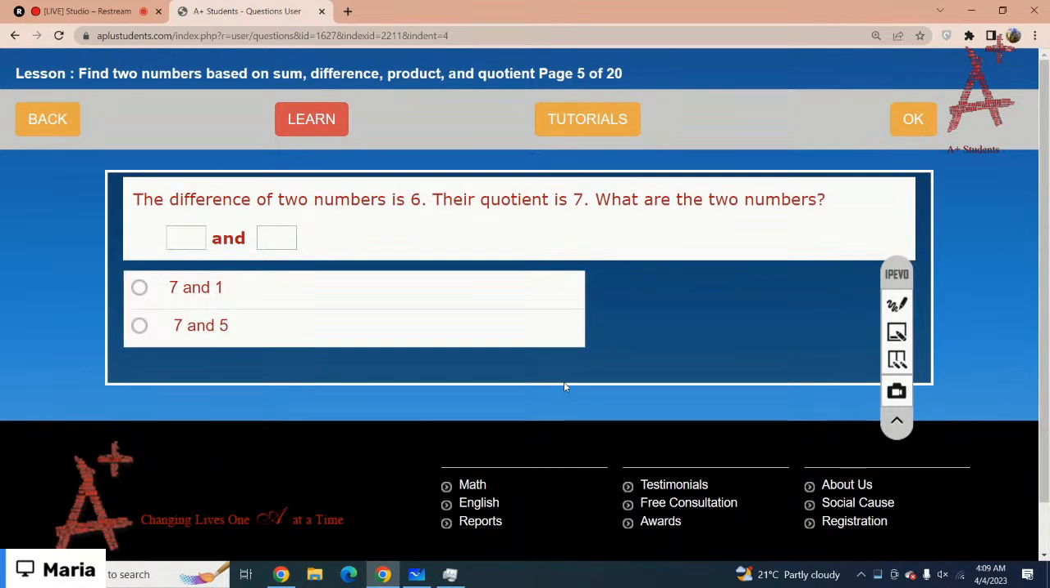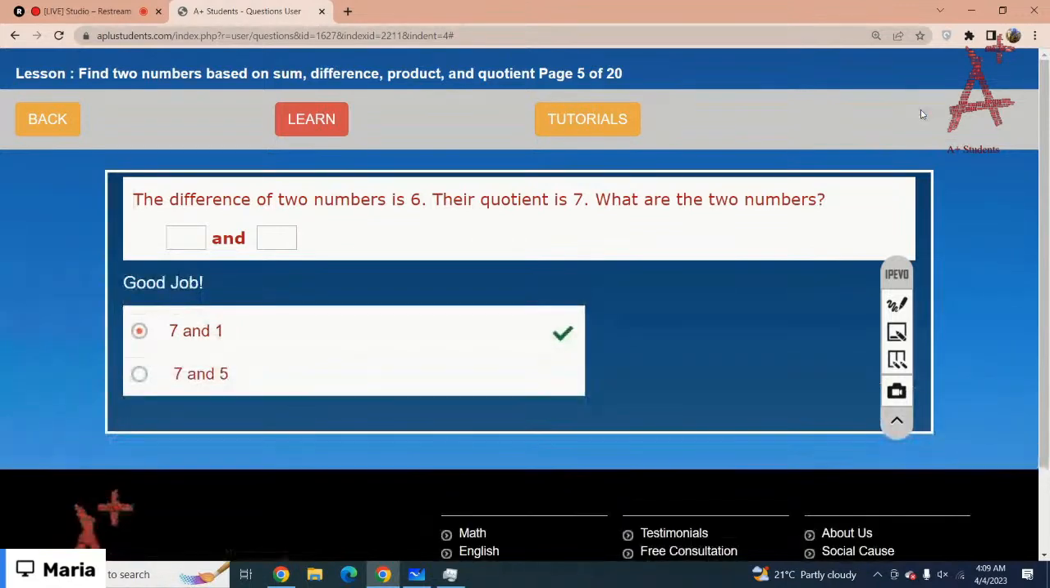Yes, that would be 7 and 1. Got it? When you subtract them, they make 6, and when you divide them, they make 7. Very good. That would be 7 and 1.